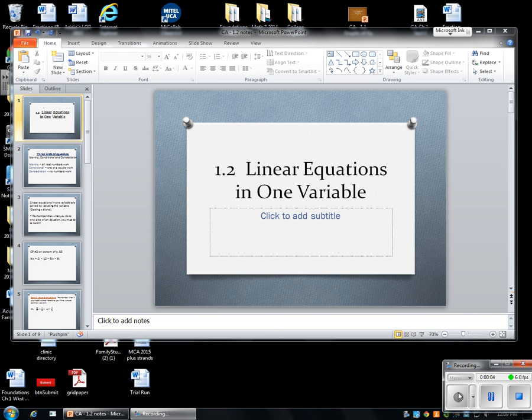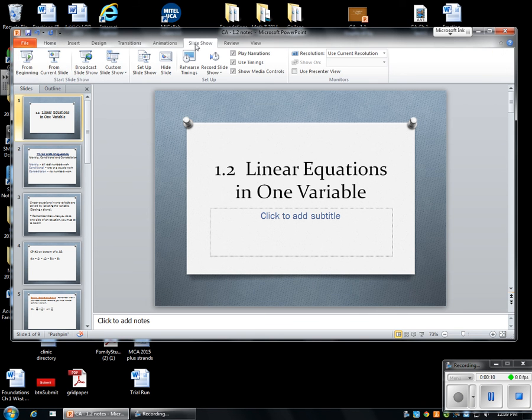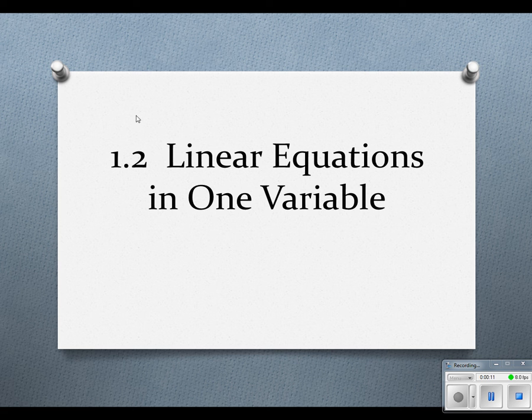This is video lesson chapter 1 section 2, linear equations in one variable. If you guys would please grab your notebook, and we need to be all on page 81. We will get started.